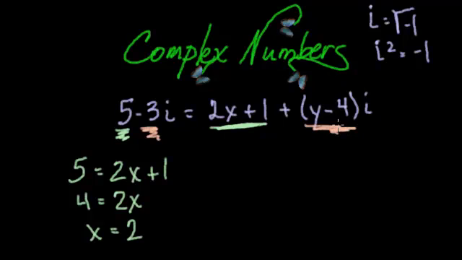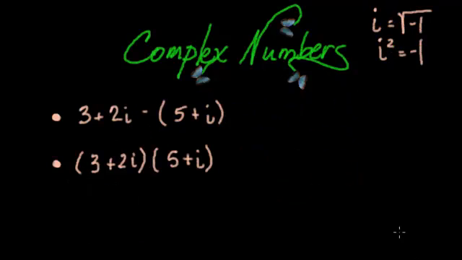For the imaginary part, I just look at the imaginary parts of this. And in looking at this, I would say that -3, which is your imaginary part on the left, must equal the imaginary part on the right, which is y minus 4. I'll then add 4 to both sides, and I would say that y equals 1. So in order for this equivalency to hold, x must be 2 and y must be equal to -1.